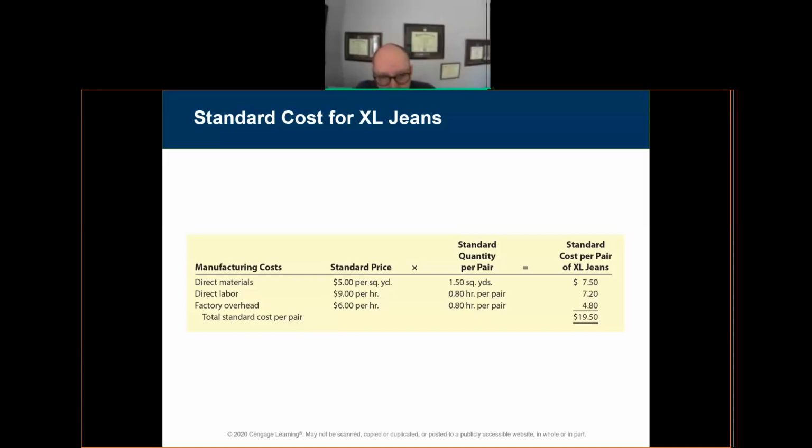Now, factory overhead rate is $6 per hour, and we use a single plant-wide method to get $6 per hour. And the amount of overhead applied to each pair of blue jeans is 0.8 as well. So $6 per hour times 0.8 factory overhead is $4.80. So you add your direct materials plus your direct labor plus your factory overhead to get to a standard cost per pair of extra large blue jeans of $19.50. Everyone sees how we got there?